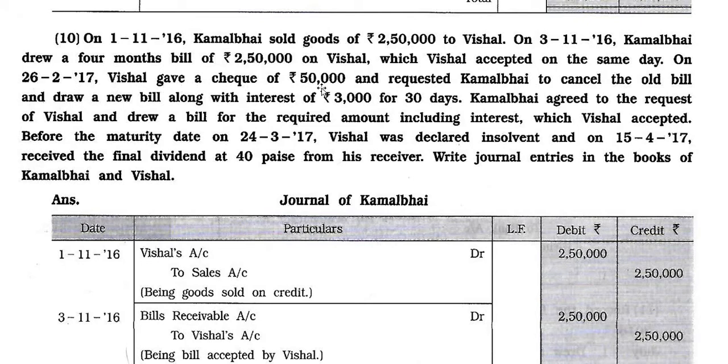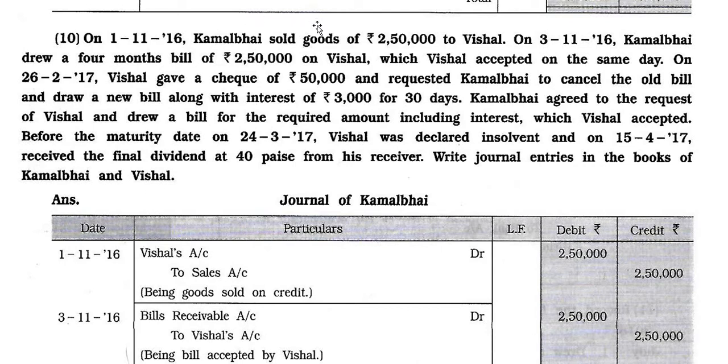On 26/2/2017, Vishal gave a cheque of rupees 50,000 and requested Kamalbai to cancel the old bill and draw a new bill along with interest of rupees 3,000 for 30 days. Kamalbai agreed to the request of Vishal and drew a bill for the required amount including interest, which Vishal accepted before the maturity date. On 24/3/2017, Vishal was declared insolvent and on 15/4/2017 received the final dividend at 40 paisa from his receiver. Write journal entries in the books of Kamalbai and Vishal.